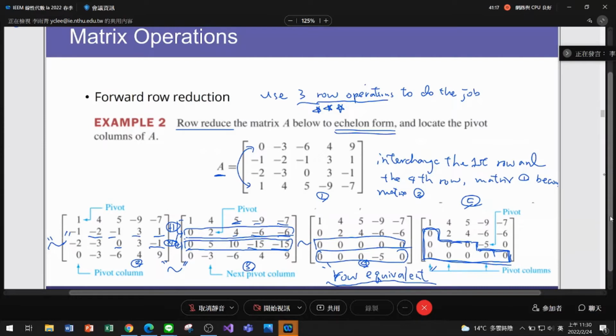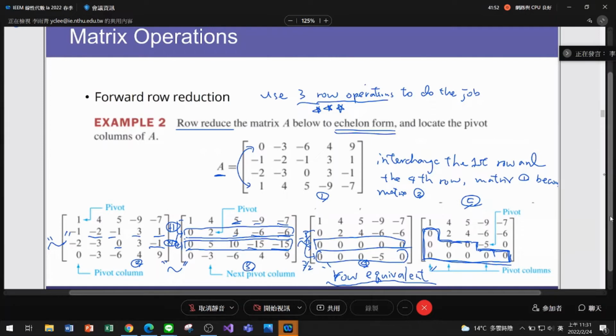So they are still row equivalent. I multiply the second row by how much? Negative 5/2, and then add to the third row, and then multiply by 3/2, and then add to the fourth row, and then that will cancel many of the elements.